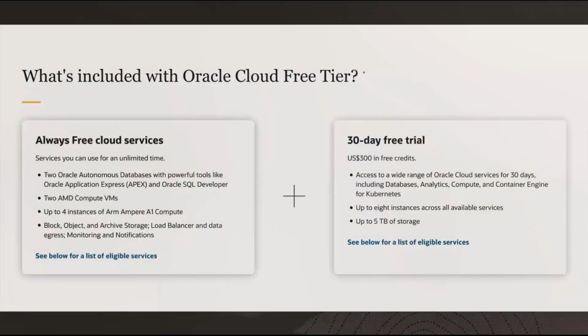Oracle Cloud Free Tier gives you a set of always free cloud services. These services will be available forever: 2 autonomous databases, 2 virtual machines, up to 4 ARM processors virtual machines. You will also have a load balancer, block, object, and archive storage, monitoring, and much more. As part of your Oracle Cloud Free Tier, you will also have a 30-day trial with free credits to use in other services from analytics to Kubernetes.